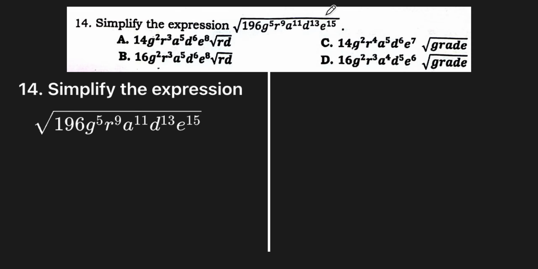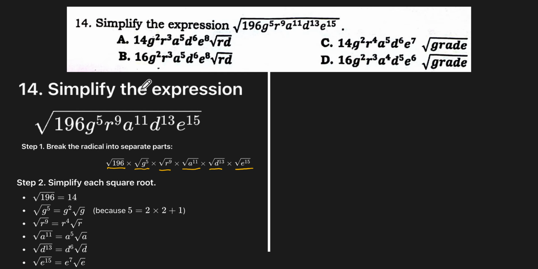14. Simplify the expression square root of 196, g raised to 5, r to the 9th power, a to the 11th, d to the 13th, and e to the 15th. So, in this case, we simplify the expression. The first thing that we need to do is to break the radical into separate parts. Of course, the square root of 196 we have here, square root of g raised to 5, square root of r raised to 9, square root of a raised to 11, square root of d raised to 13, square root of e raised to 15.